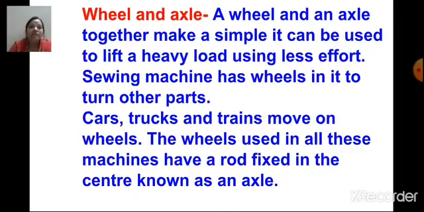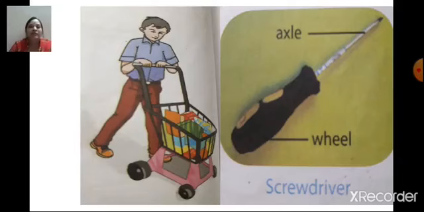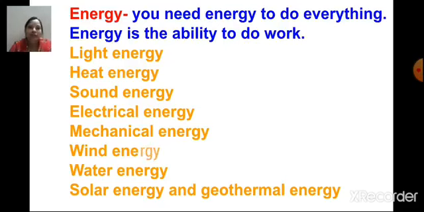Trucks, cars and trains move on wheels. The wheels used in all these machines have a rod fixed in the center known as an axle. See this in this picture on the left hand side. We can see a trolley wherein we can see the wheels, and between the wheels the rod is attached. So this is an example of wheel and axle. Again, the screwdriver is also an example of wheel and axle.